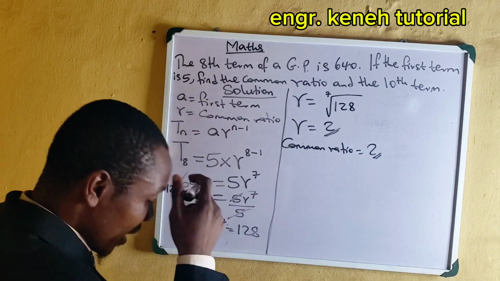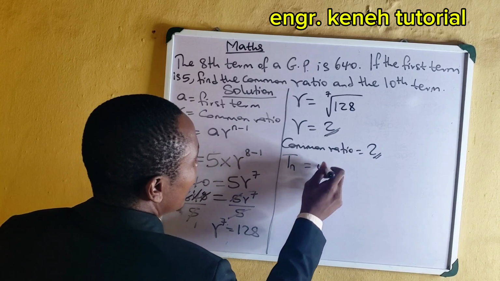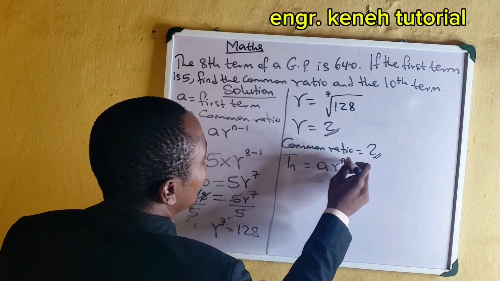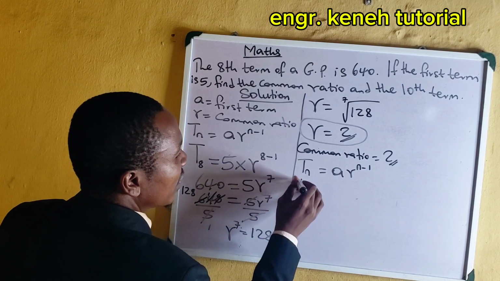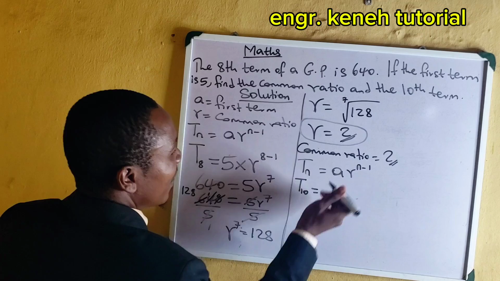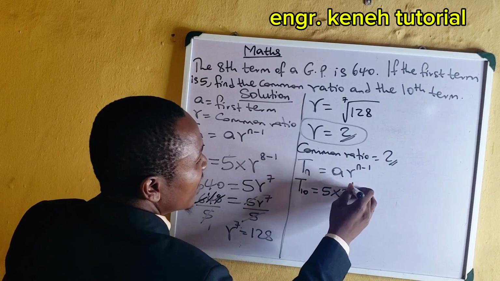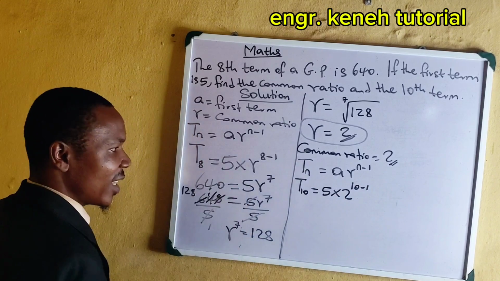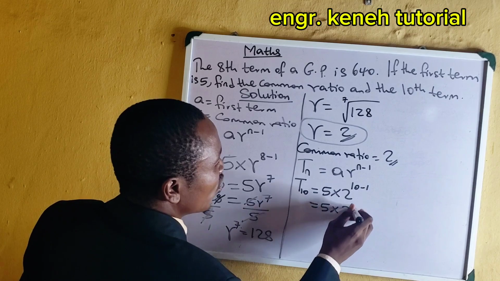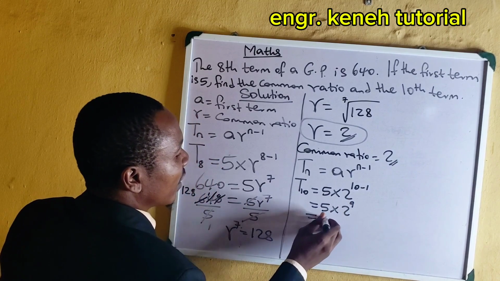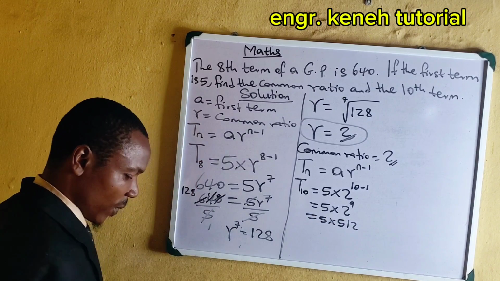Okay. They said we should find the 10th term. Remember I said that the nth term can be calculated using this formula. We have it like this. Because we are talking about the 10th term, this should be T10 like this. Then the first term is what? 5. We have times r, which is 2, raised to the power 10 minus 1. Can you see that? All right, so we have 5 times 2 raised to the power 9. 2 raised to the power 9 will give us 512. Can you see that?